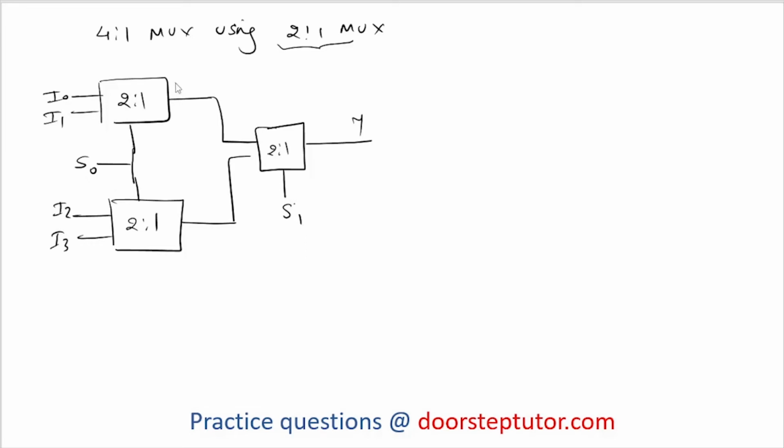So if we use 3 mux, that is 2 cross 1 mux, we can implement 4 cross 1 mux because it is having 4 inputs and single output. So how many 2 cross 1 mux are required to implement 4 cross 1 mux? That is 3. Suppose we want to implement 8 cross 1 mux using 2 cross 1 mux. How can we do that?